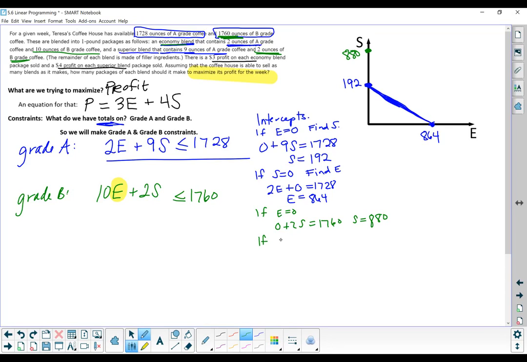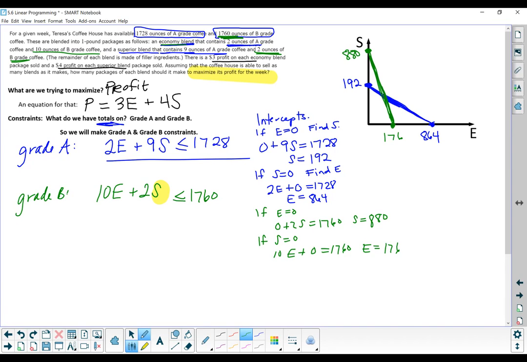Now we just need to do the same thing. If S equals 0, we need to find our E value. So we're going to sub in our 0 here, and we get 10E plus 0 equals 1760. So then if we divide by 10, we get E equals 176. Definitely less than 864, so I'm going to put it over here. Okay, so connecting those 2 points gives us our grade B line. And again, those are solid lines because less than or equal to.